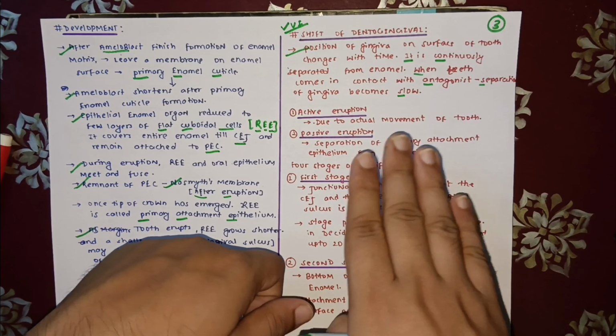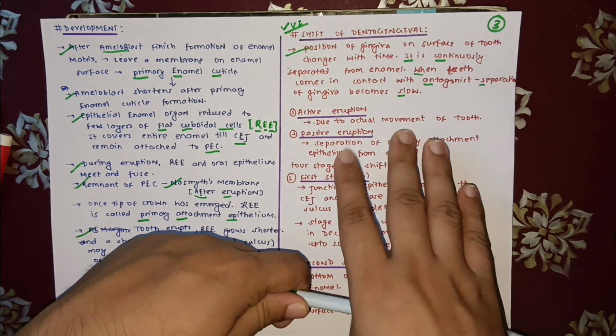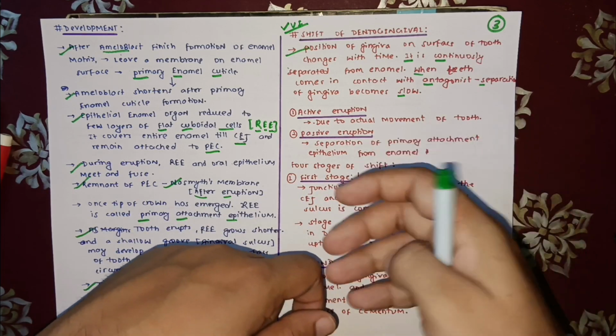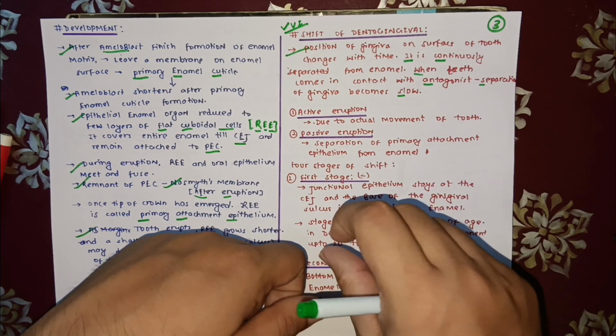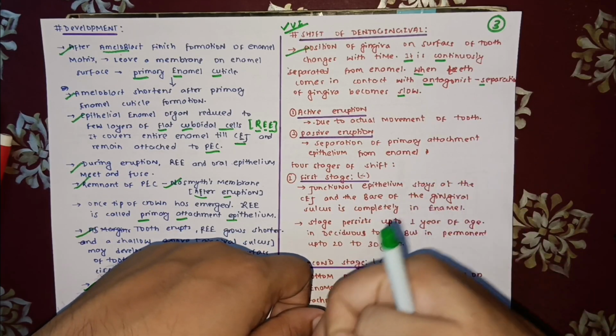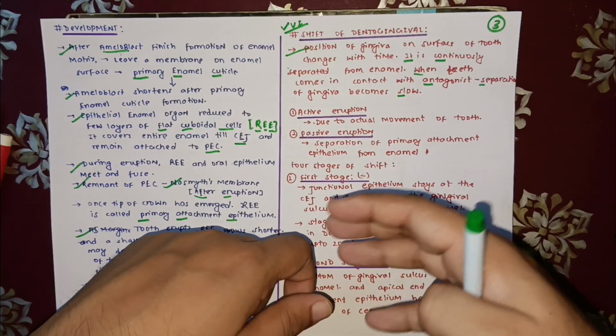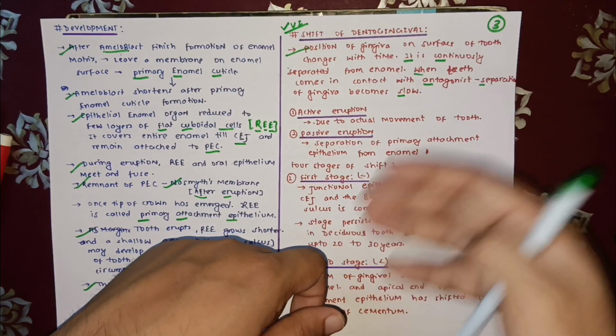So it is changing with time, and it is continuously separated from the enamel. But when the tooth comes in contact with the antagonist, meaning if the maxillary molar is coming, then its antagonist will be the mandibular molar. So in the opposite arch, the tooth with which it is forming the contact, that is the antagonist.